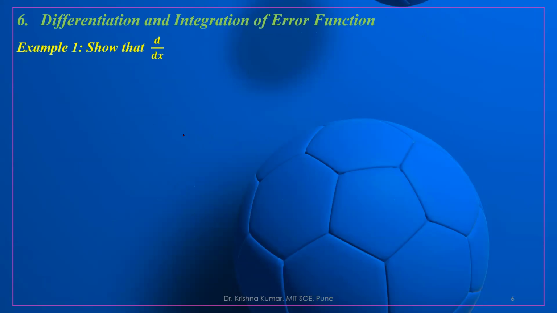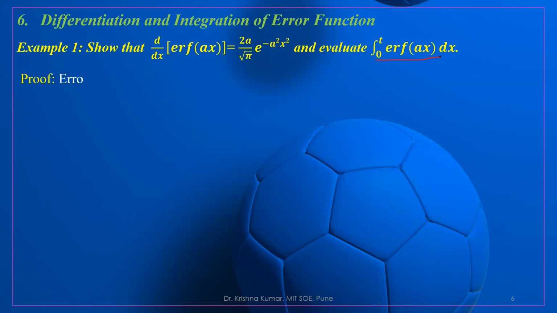Before studying differentiation and integration of the error function, let us take one example. This also comes in the examination. We have to show that the derivative of erf(ax) with respect to x is equal to 2a upon root pi e to the power minus a square x square, and we also have to evaluate the integration of the error function. So how do we prove this result?